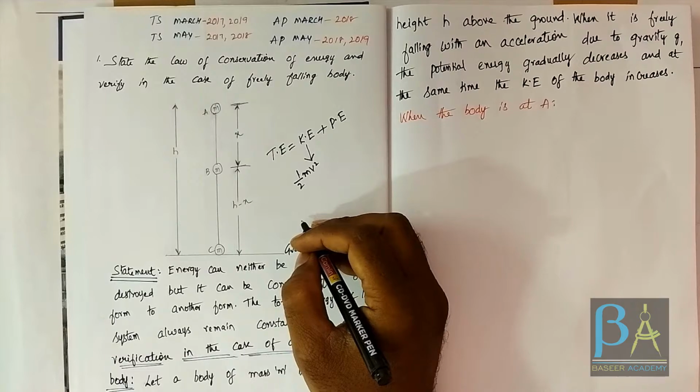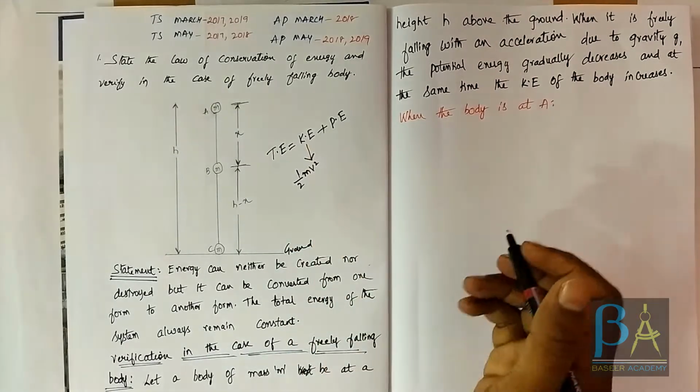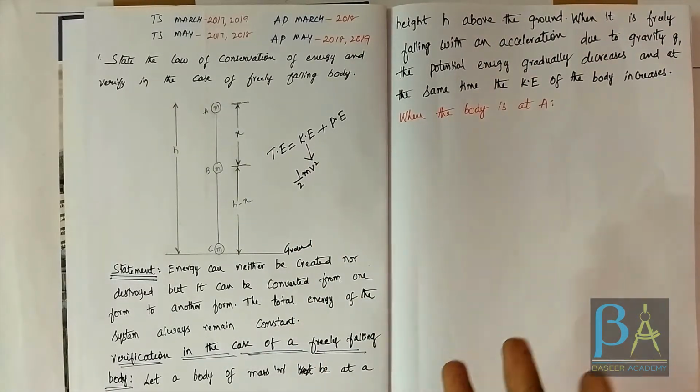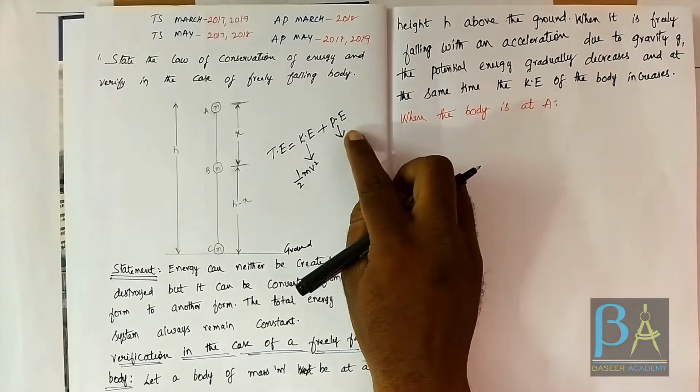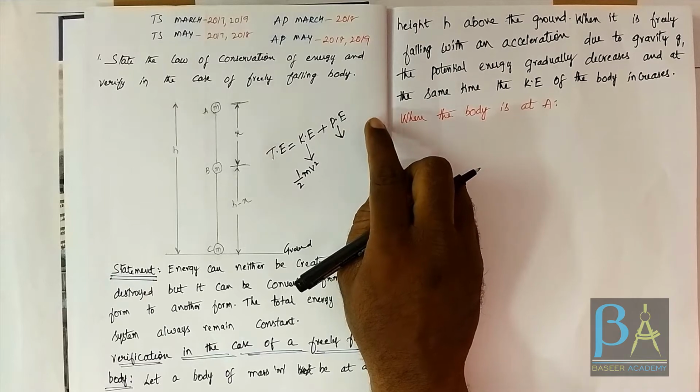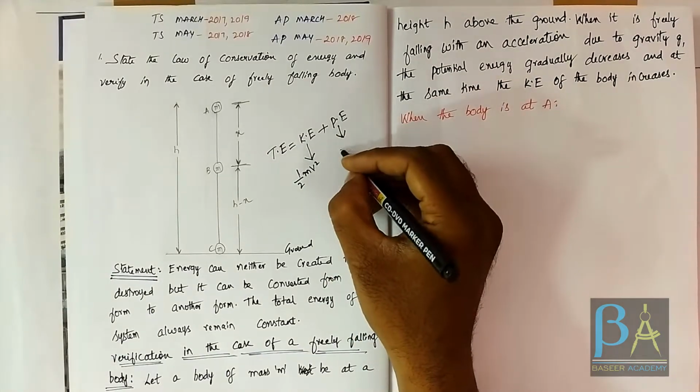Kinetic energy is half mv square. Kinetic energy is the energy possessed by an object by virtue of its motion. Let us say I throw a ball, it is obviously in motion, so it has kinetic energy. Potential energy is the energy possessed by an object by virtue of its position, and the formula for finding potential energy is mgh.